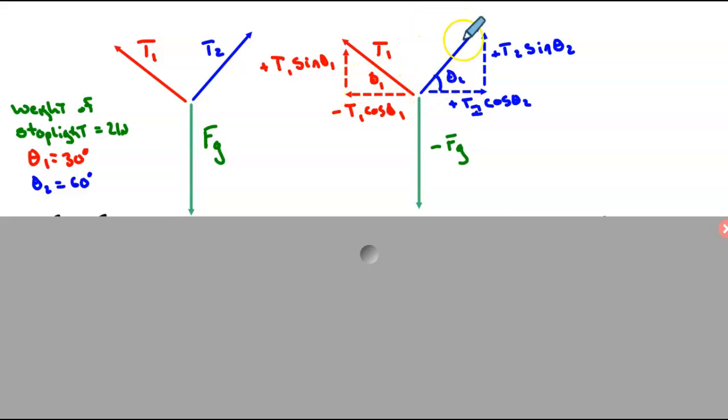We do the same thing with T2. Over here, the T2 vector we break down into both horizontal and vertical components, using the sine and cosine appropriately to fraction out that amount of force in each direction. And the weight is only in the negative y direction. It's only pointing straight down. It doesn't have a component horizontally at all.